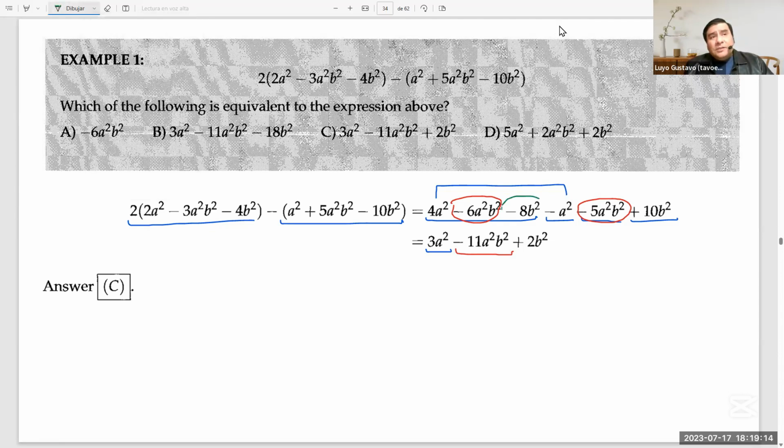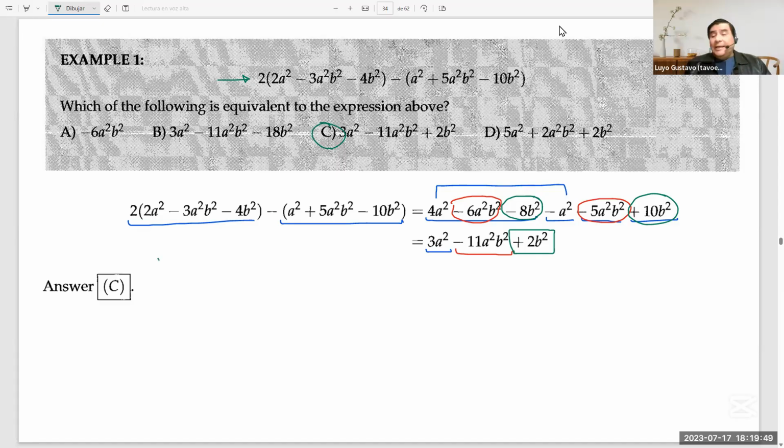And finally, these two are like terms. They both have b squared as the variable part, but the coefficients are negative 8 plus 10. So if you operate just the coefficients, this is an operation of integer values. Negative 8 plus 10 equals positive 2. So 2b squared. Finally, that's the expression reducing all the like terms that were originally in the longer expression above. So this matches option C.